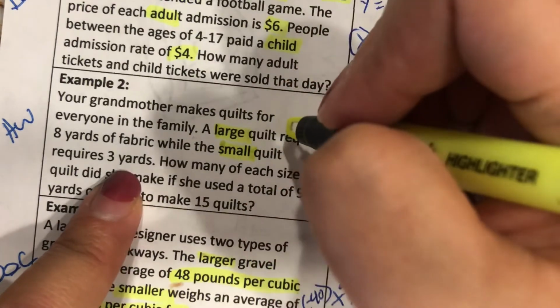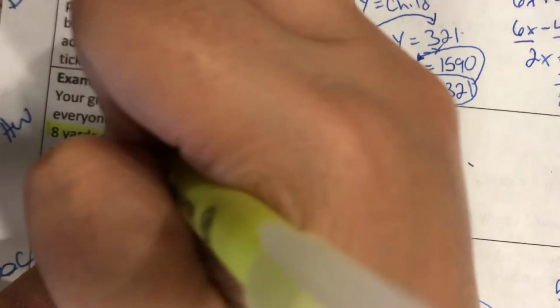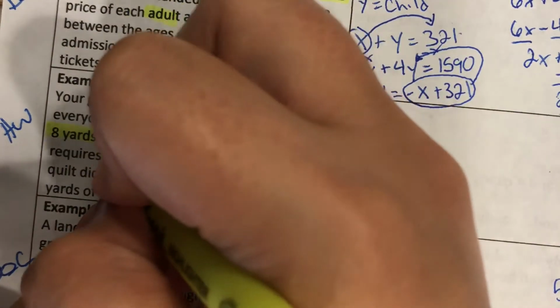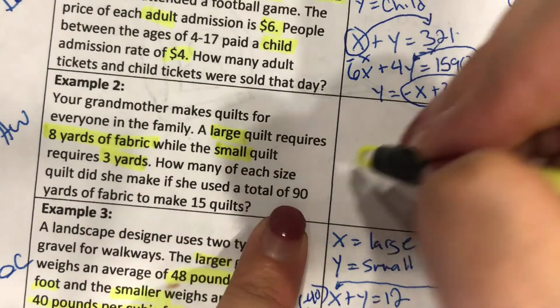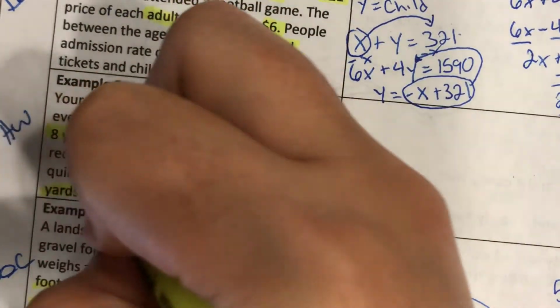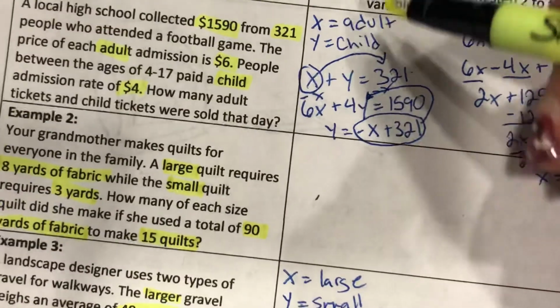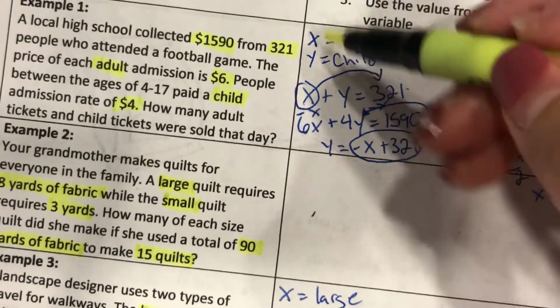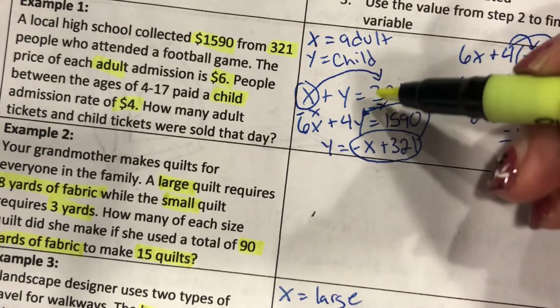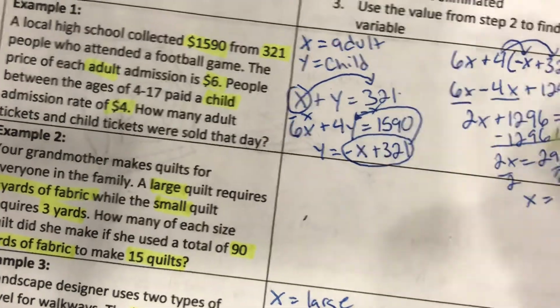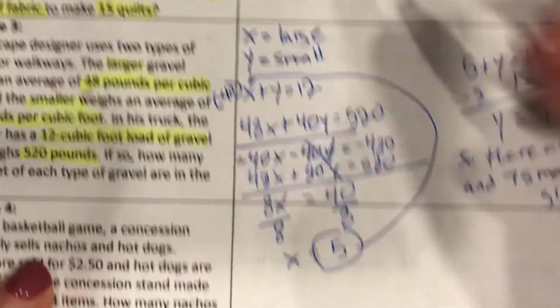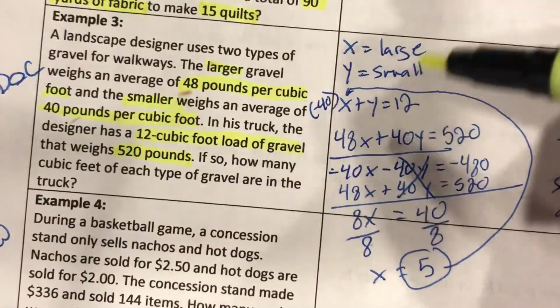How much do the large require? It requires 8 yards of fabric, and the small ones require 3 yards. In total, we have 90 yards of fabric, and we made 15 quilts. So label which one's X and which one's Y, create your 2 equations, and then solve. Are you gonna do it elimination style or substitution?